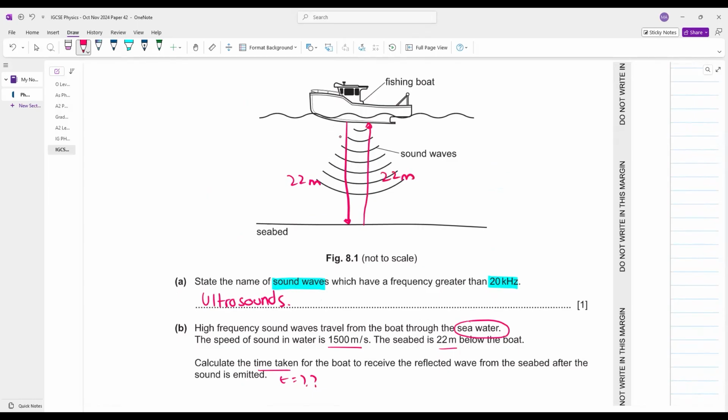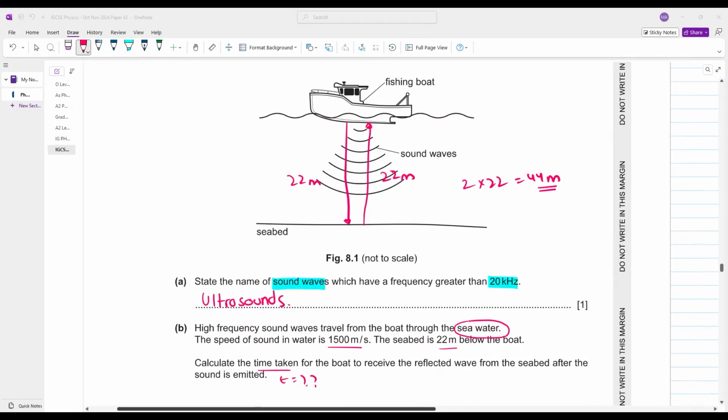What distance will the ultrasound travel? 2 times 22. Why? Because the ultrasounds are going downward, hitting the seabed and then returning back upward. They travel the distance twice. First they go downward, hit the seabed and then get reflected back upwards. So the total distance is 2 into 22, that is 44 meters.